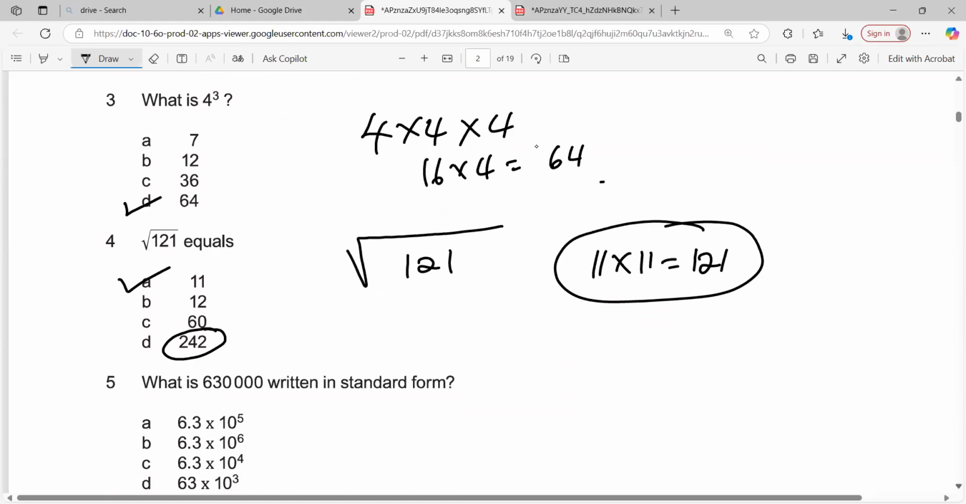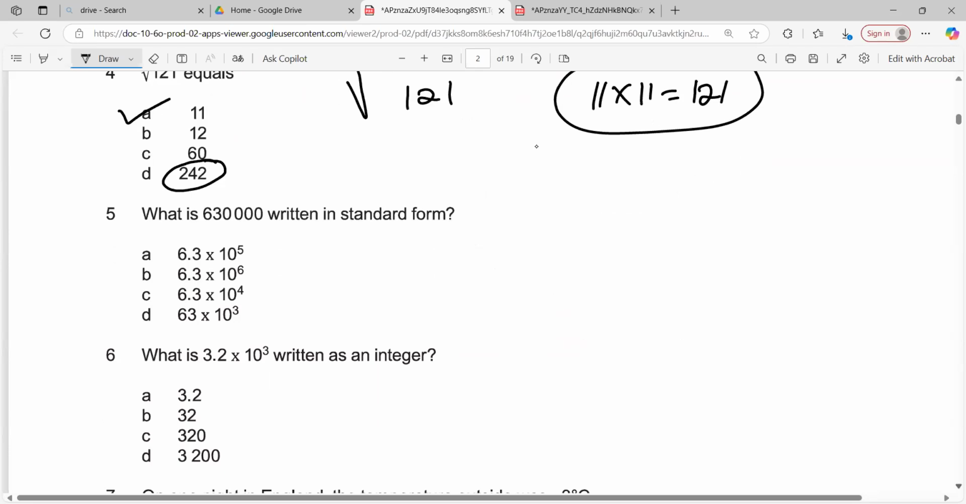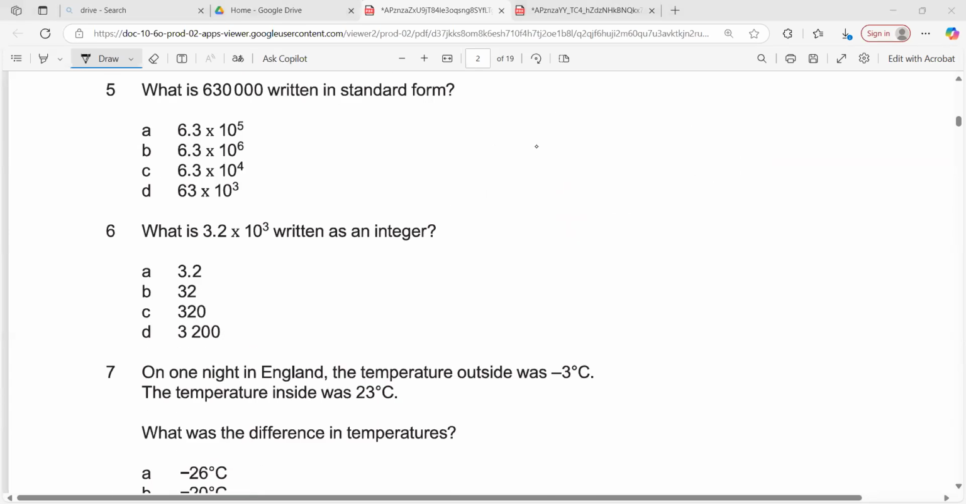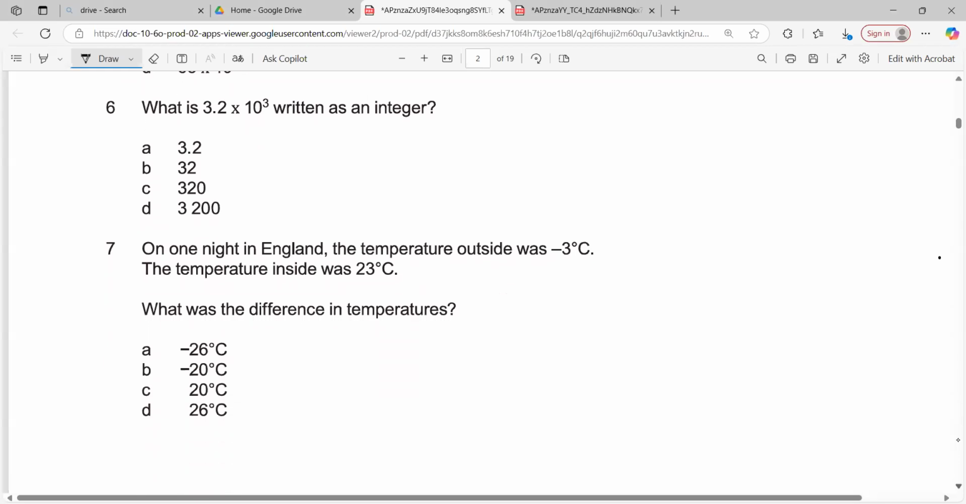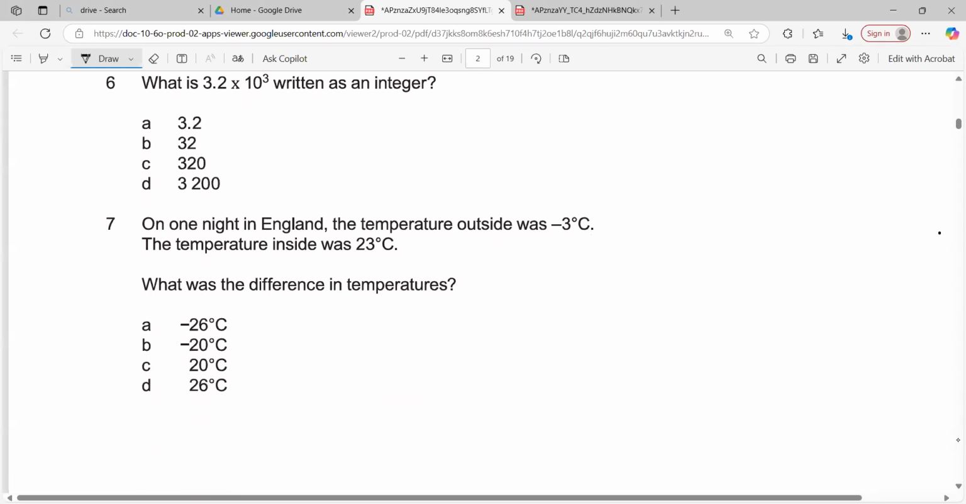We can skip out that one here. Let's skip out that one. What number 6? The number 6 there. We can ignore number 5, all right? We don't have to do that one. Number 6. What is 3.2 times 10 to the third power? 3.2 times 10 to the third power.